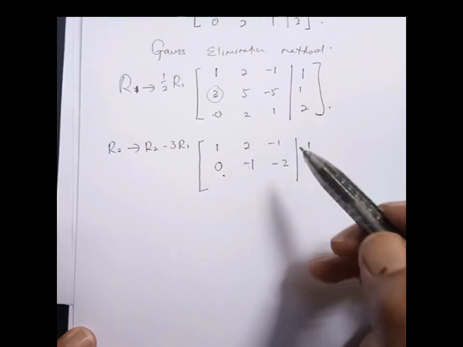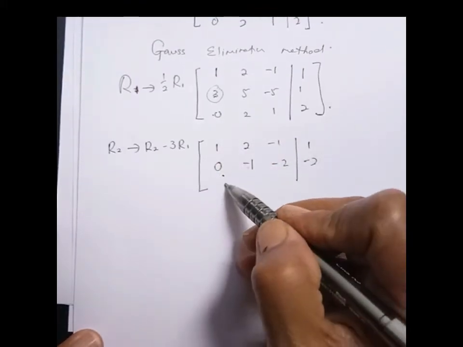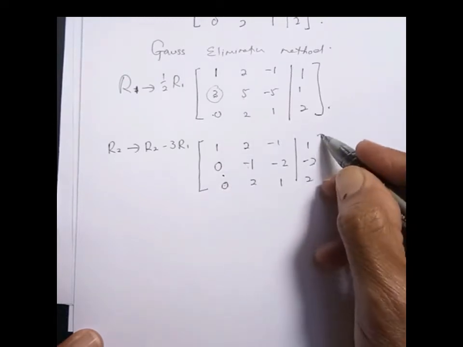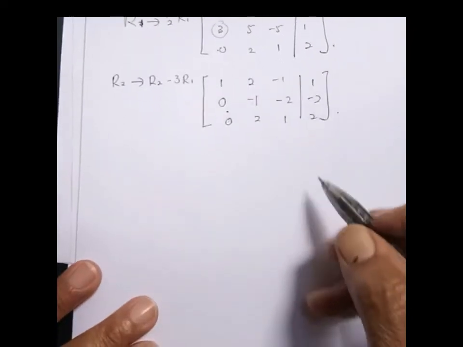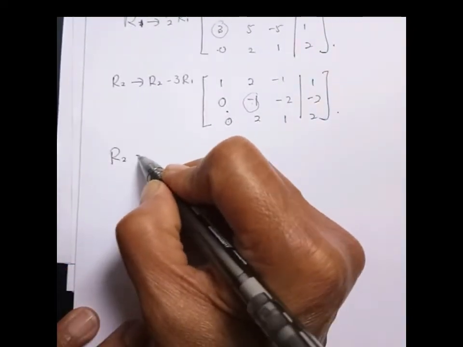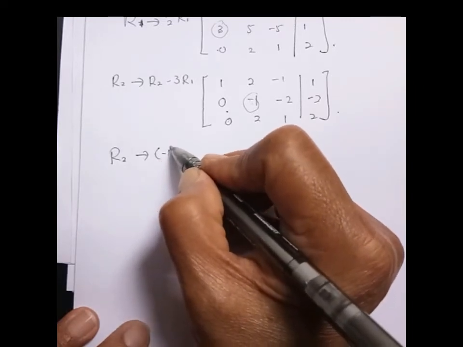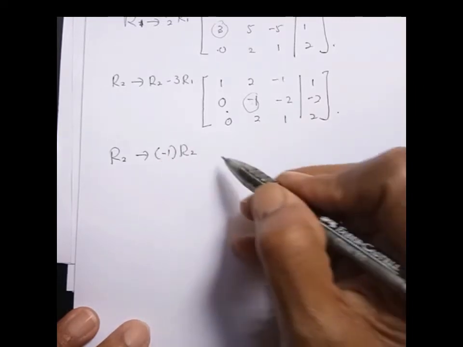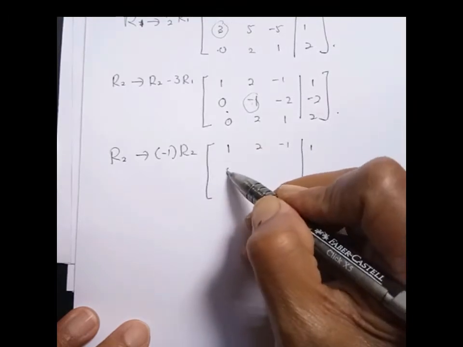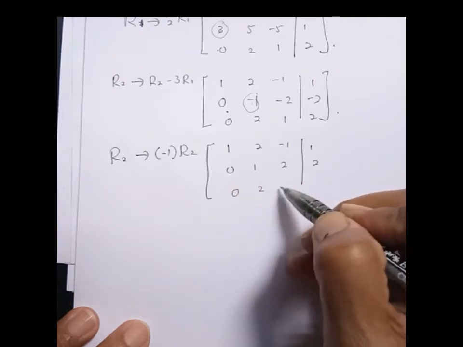Next, this one is 0. So we have 1, 2, minus 1 and 1. Next, this one must be 1, so row 2 is minus 1 row 2. So we have 1, 2, minus 1 and 1, then 0, 1, 2 and 2, then 0, 2, 1 and 2.